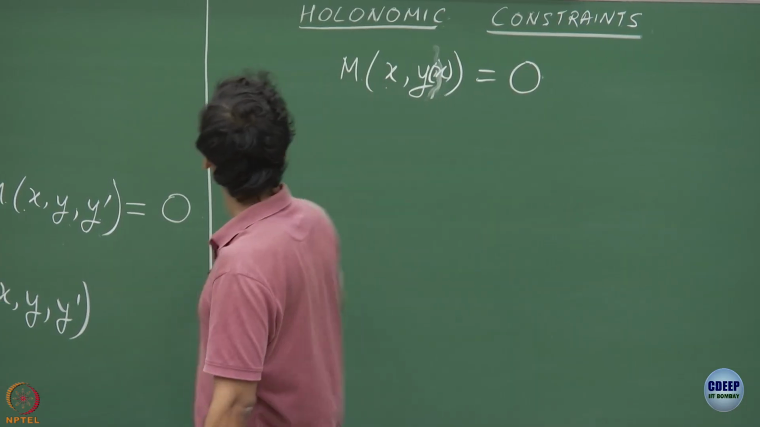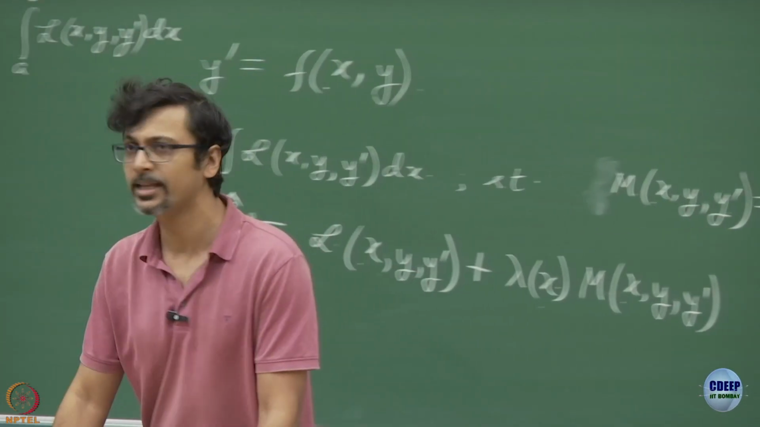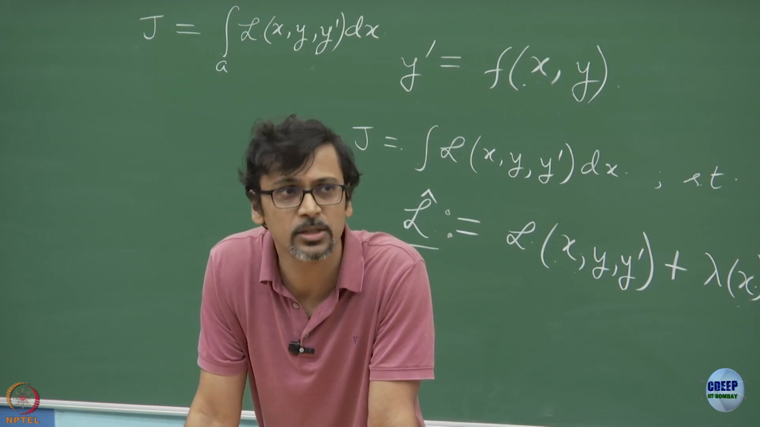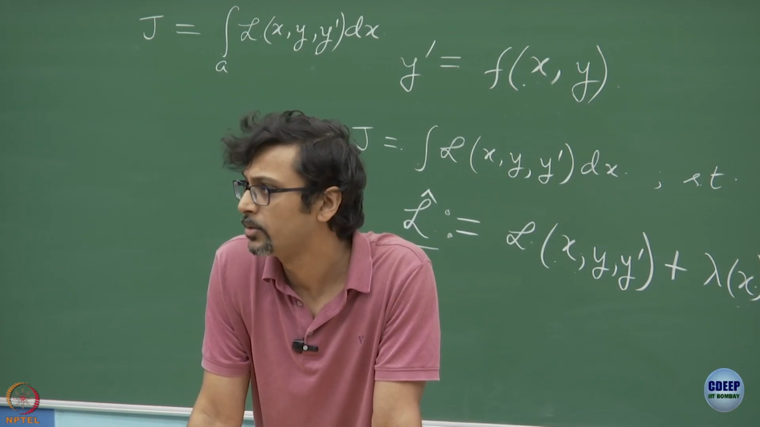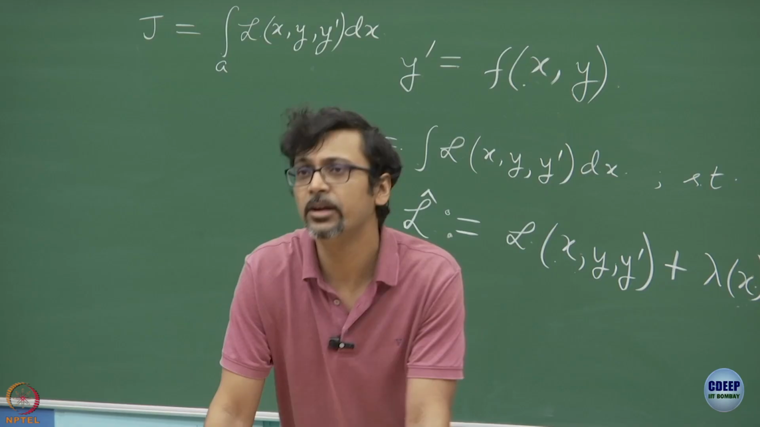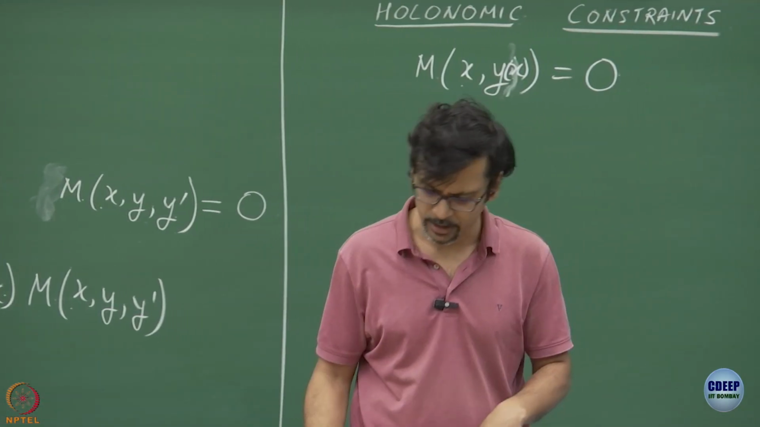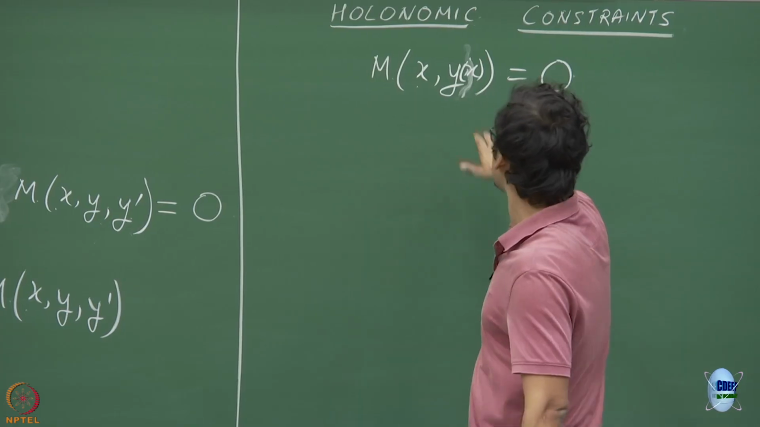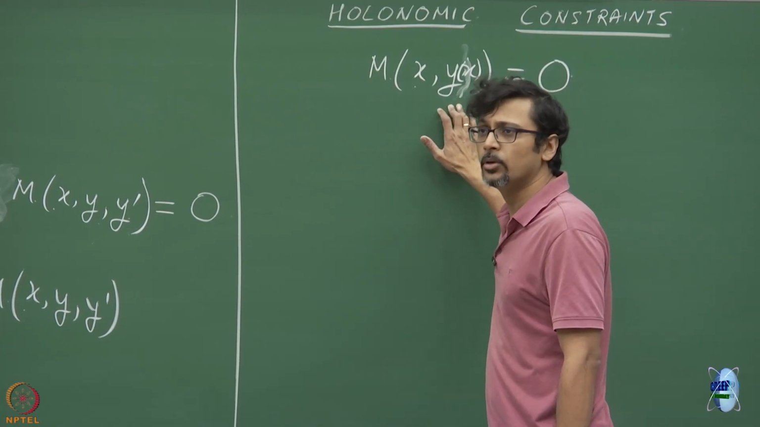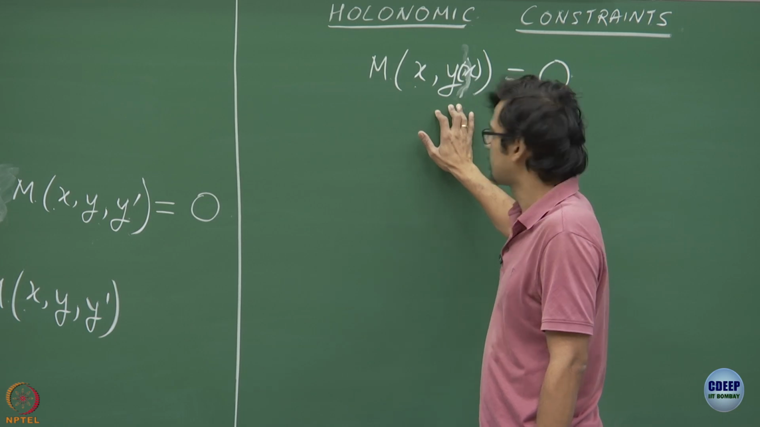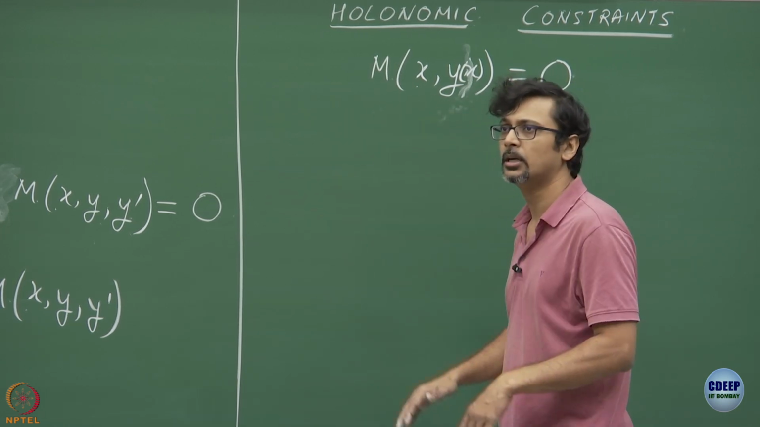So the y prime does not appear in your constraint equation. Either it does not appear at all, or even if it appears, it can be eliminated through some process of integration. Okay, those are the kind of constraints that we shall call holonomic constraints. What's so special about this? If you think about it, it essentially says that this is like some sort of a static manifold, isn't it? It's like the equation of some sort of a curve or some kind of manifold.